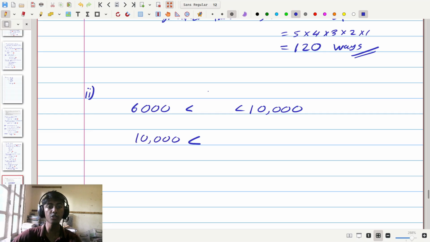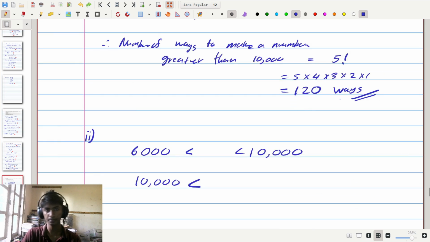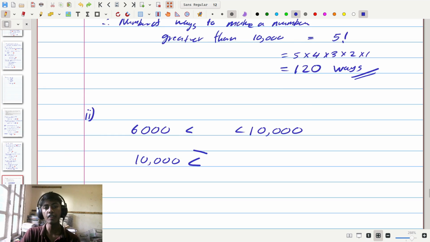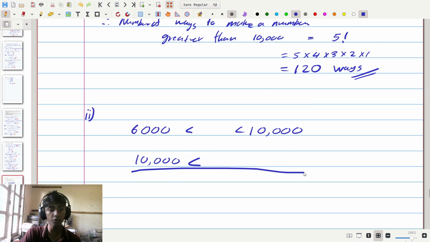So it fits into one of these two cases. And the second case we have already found. For the second case, we know the number of different numbers that are greater than 10,000 that we can create is equal to 120. Now due to this, we don't actually have to find the number of different ways that we can create things like this. We can directly substitute 120.